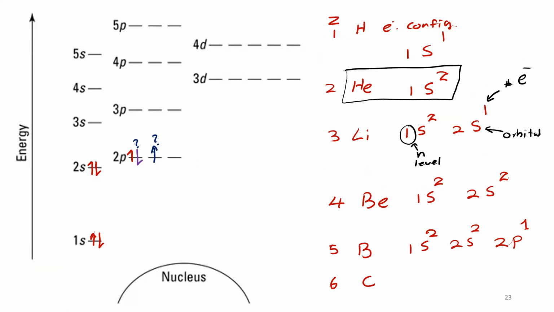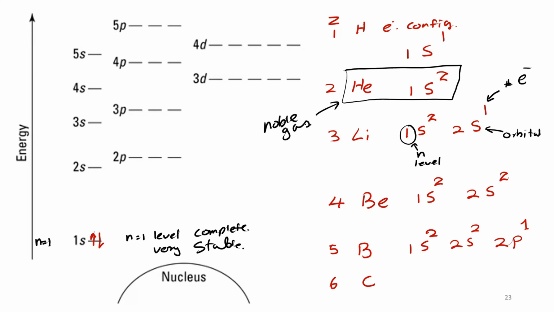Helium has 1s2. Its n=1 energy level is complete. This is helium. Its n=1 level is complete. Having a complete energy level means that all the available orbitals in that level are filled. That completion results in unusual stability. So such elements become very stable. And we know helium is a noble gas. It is not going to react with anything. It's unreactive.